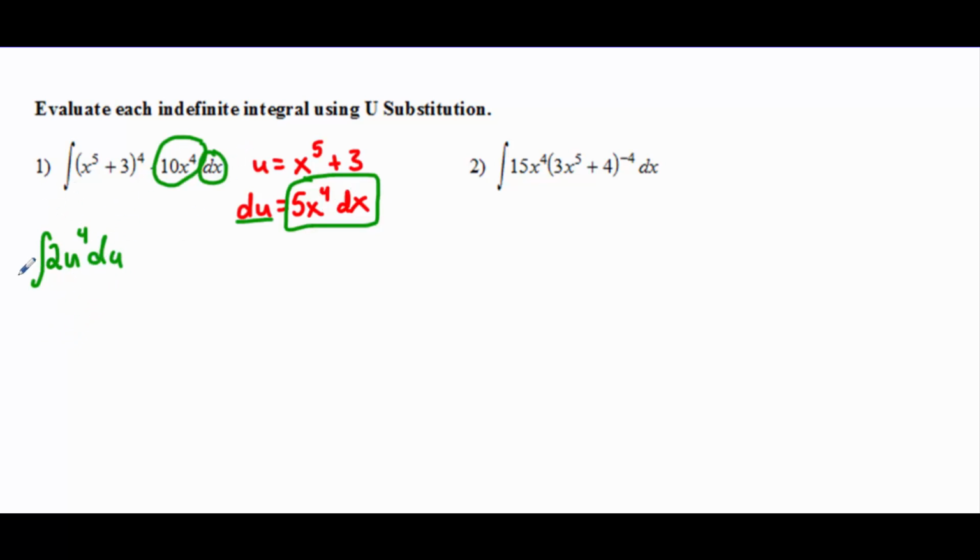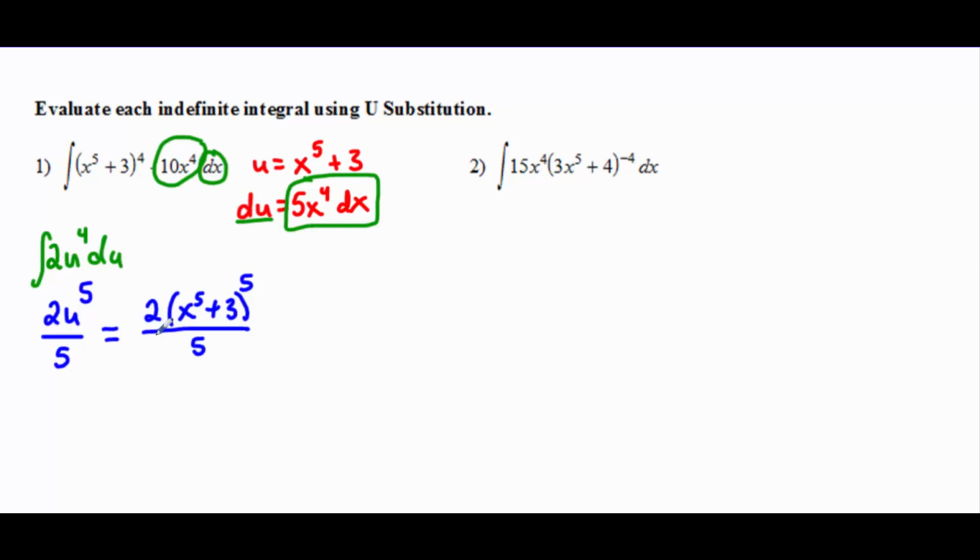Now we need to take the integral of this. And since this is something to a power, we're going to use the power rule. The power rule is where we add a power and then divide. It's the exact opposite of what we did up here when we took the derivative. 2u to the fifth over 5, we're going to put back in what u is, so that's 2 times x to the fifth plus 3, to the fifth, over 5.